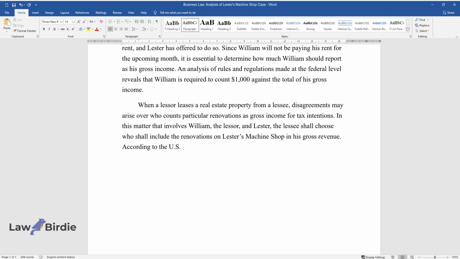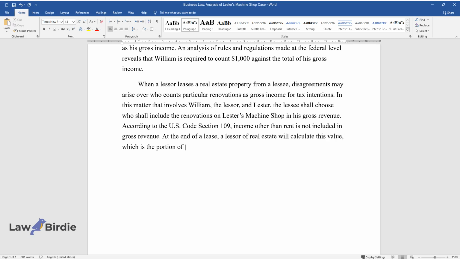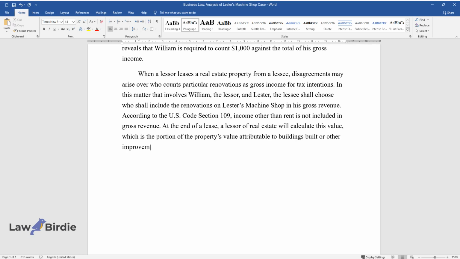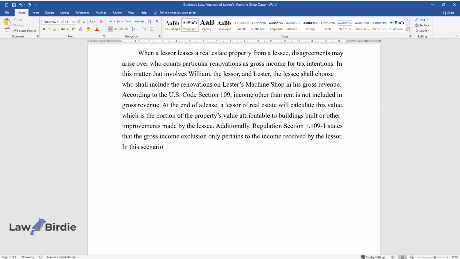According to U.S. Code Section 109, income other than rent is not included in gross income. At the end of a lease, a lessor of real estate will calculate this value, which is the portion of the property's value attributable to buildings built or other improvements made by the lessee. Additionally, Regulation Section 1.109 states that the gross income exclusion only pertains to the income received by the lessor.